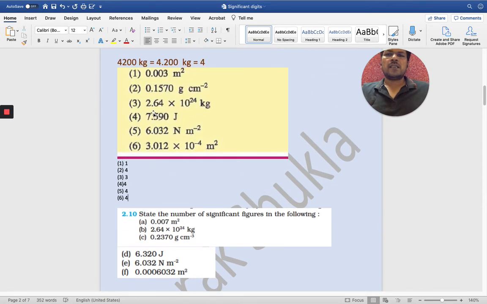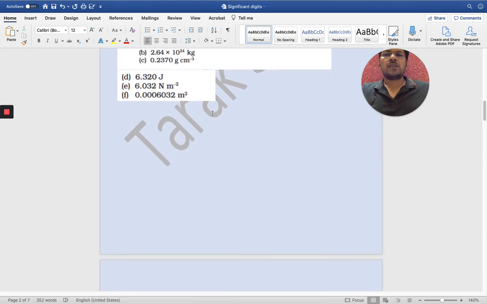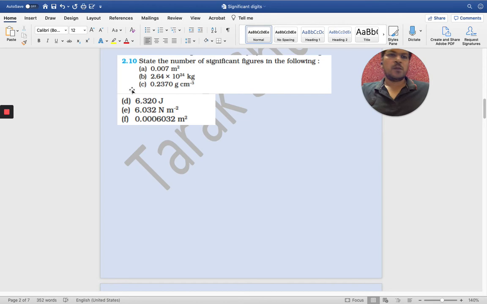So these are the examples I have placed for you. Next is one illustration which is there in your textbook. State the number of significant digits and show how many significant digits are there. So first of all, A, that is 0.007. You can say that the previous zeros are not part of the significant digits. So our answer will be only one significant digit.